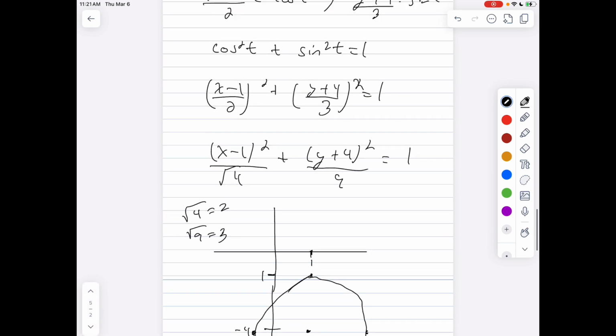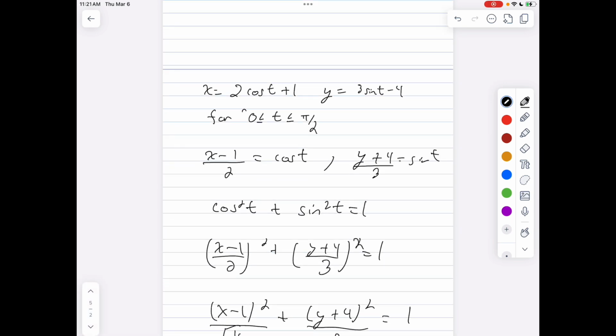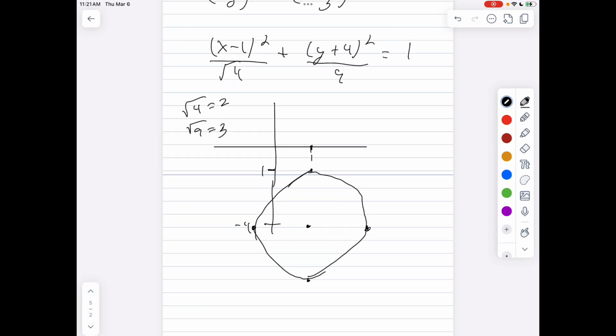However, as I said, that's the whole ellipse, and that's not always the case. As you can see here, I'm restricted from 0 to pi over 2 for t. So what does that mean? That only one branch of this ellipse is going to be drawn. And how do I know which part? Well, if you start with 0, you get 3 comma negative 4. That would be this point right here.